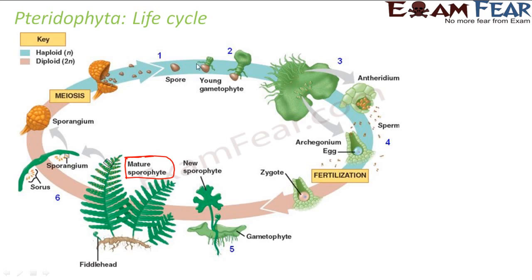So what will happen? The spores will germinate. The spores will germinate to form the gametophyte. So you see, the spores germinate to form gametophyte. This is the young gametophyte. This is a slightly matured gametophyte. What is gametophyte? That structure which produces the gametes. So now when this gametophyte matures, it will produce the male and the female gametes.